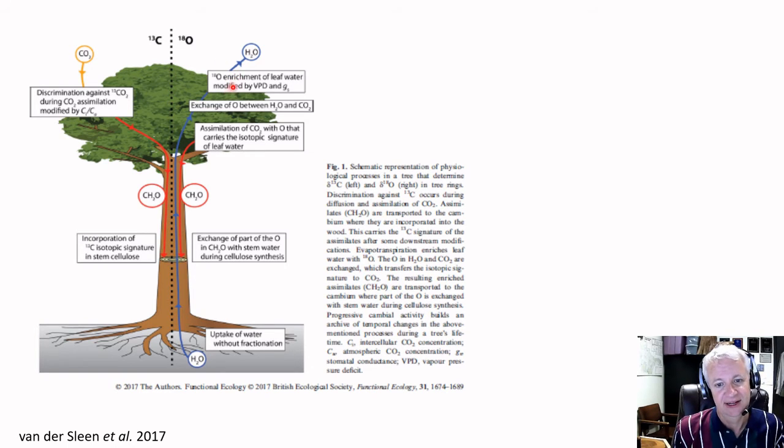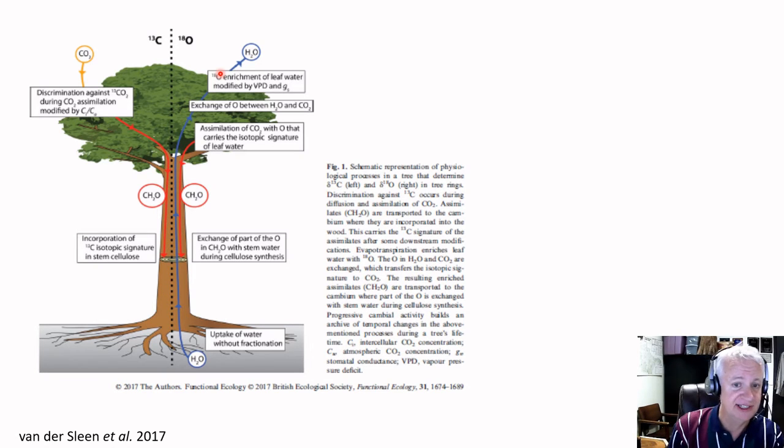So O18 is discriminated against. It doesn't evaporate as readily as other isotopes of oxygen. So rates of transpiration influence the relative amount of O18 in water in leaves. And we can measure that and basically get an estimate of the gs part of that ratio.